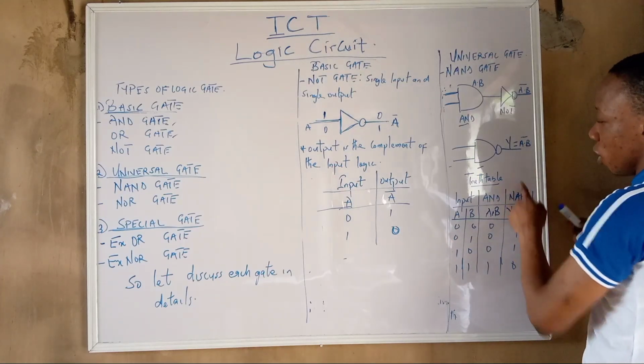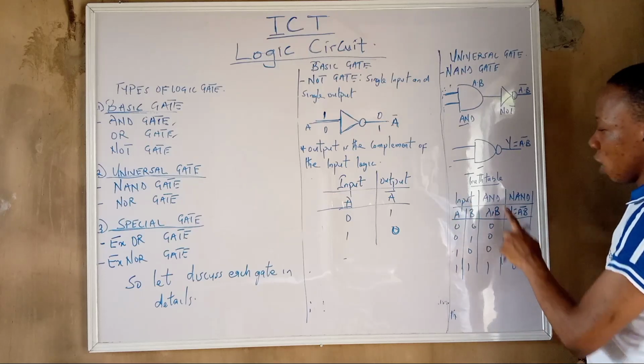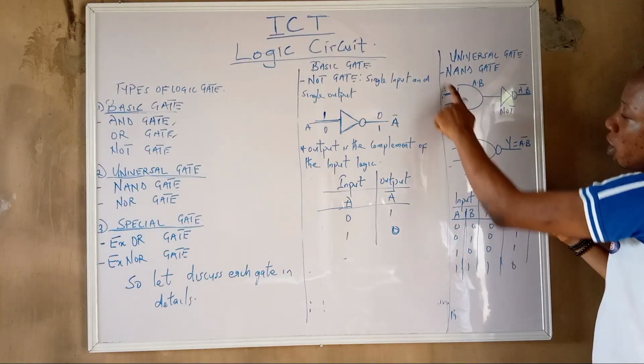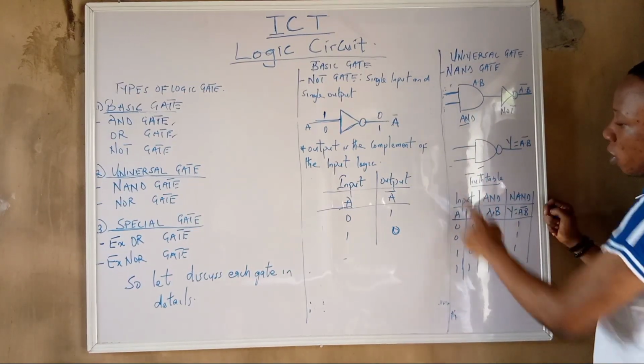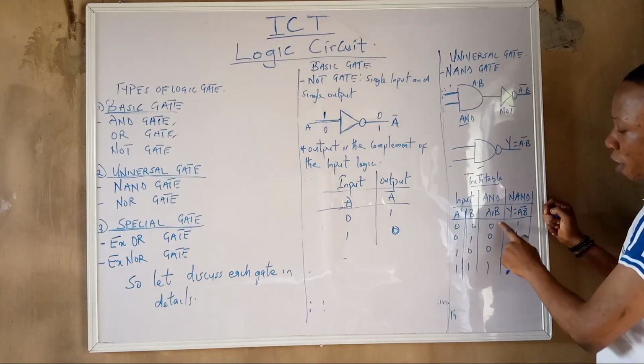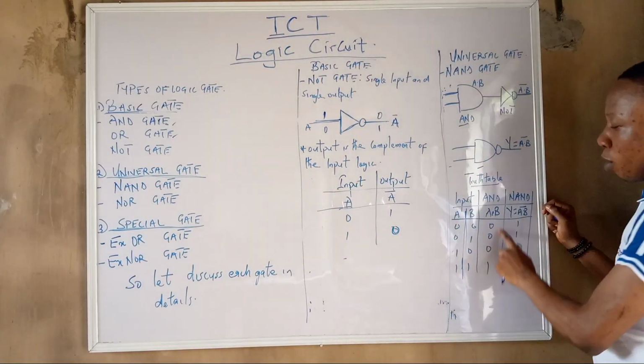Okay, and this is the truth table for the AND gate. The truth table is the input and the AND. The input is A and B. This is your A, this is your B, and this is the AND. As in the previous lecture, we have solved this AND, so whatever you get there, you input it here.